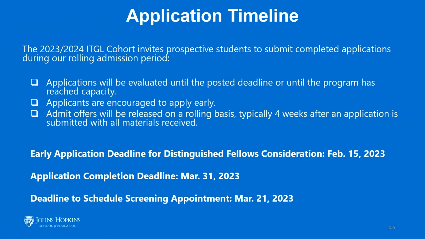For fall 2023 admission, applicants are encouraged to complete the application requirements as early as possible before the program reaches capacity. Admissions decisions are delivered via email to candidates on a rolling basis, typically 4 to 6 weeks after an application is submitted with all materials received. The early application deadline for the ITGL Distinguished Fellow Scholarship Consideration is February 15th, 2023. The final application deadline is March 31st, 2023. And the deadline to schedule the ACEE screening interview is March 21st, 2023.